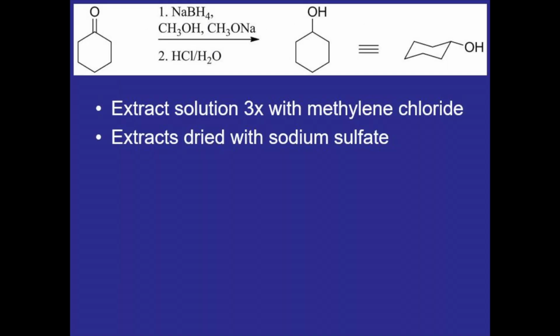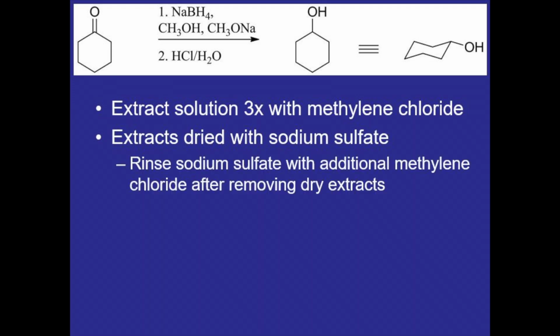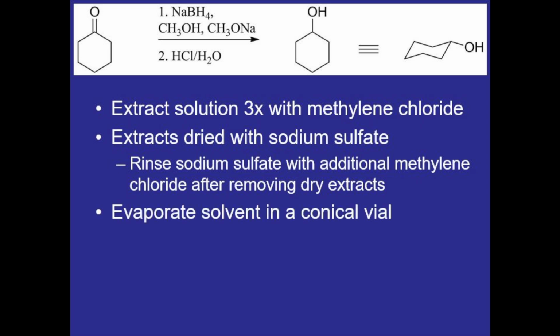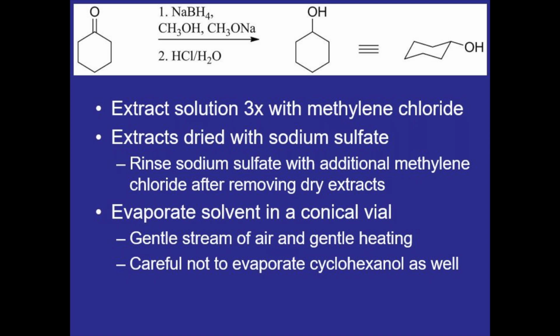The extracts will be dried with sodium sulfate, which will be added until it's free-flowing, and after the dry methylene chloride solution is removed, we'll rinse the sodium sulfate with a little additional methylene chloride to help reclaim any product that would have been left behind or would have been kind of trapped within the sodium sulfate. We can then evaporate off the solvent in a conical vial using a gentle stream of air and gentle heating, being careful not to evaporate the cyclohexanol off as well.